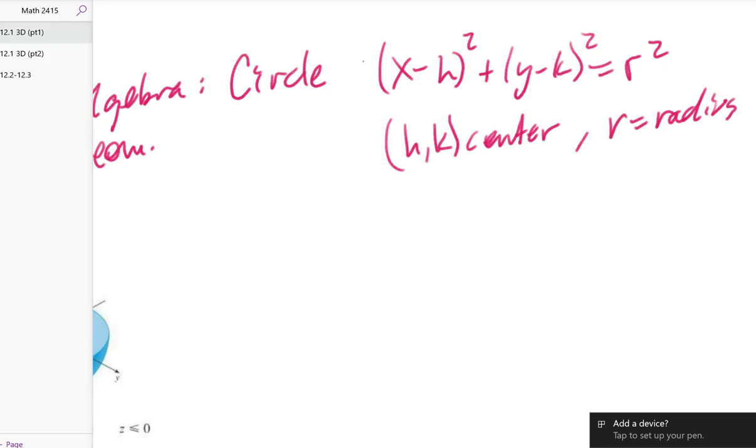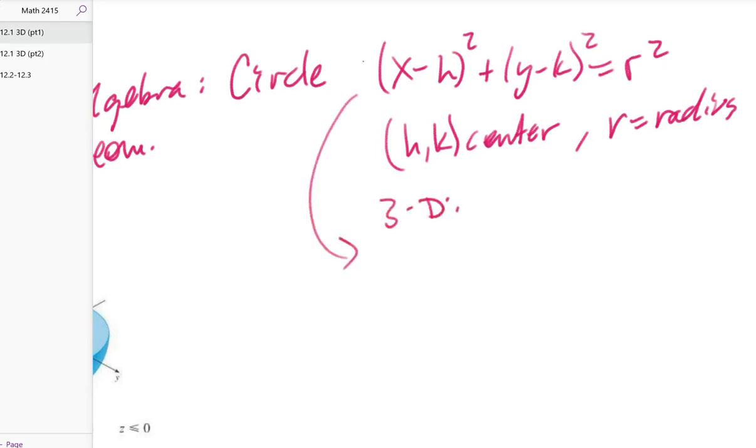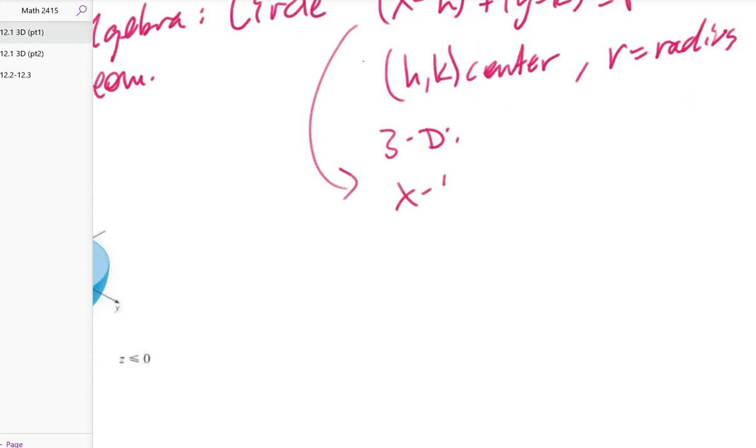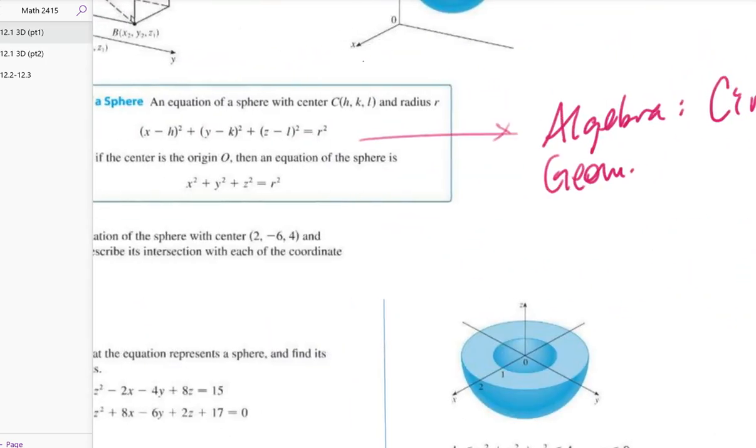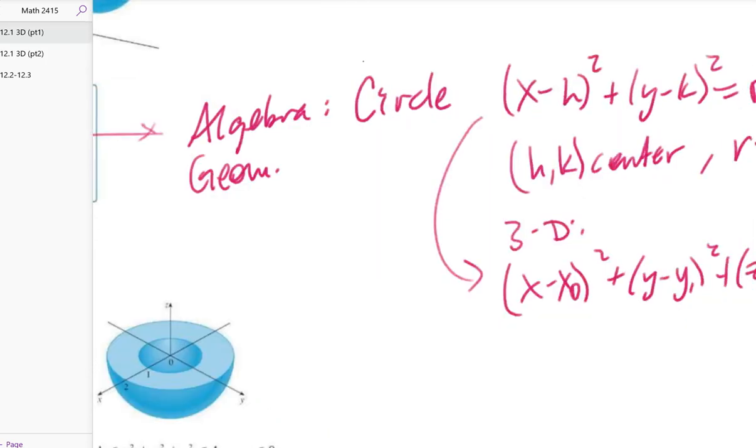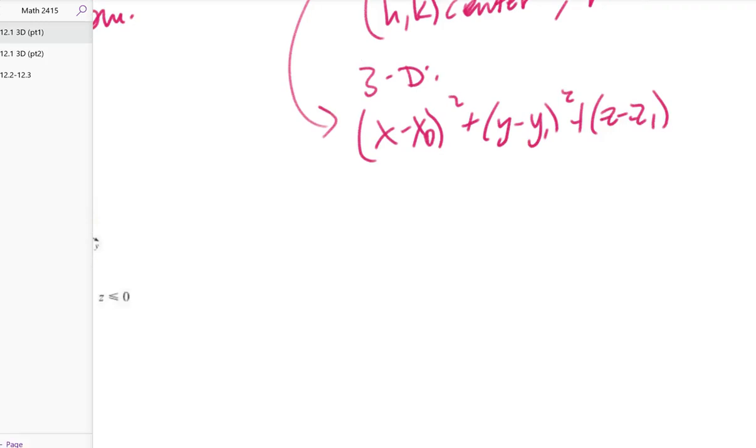Okay, so in 3D now, we're just going to add another dimension to this. So it's going to be x minus h quantity squared plus y minus k quantity squared plus z minus, well, now we're not going to use h and k because we're running out of letters. It's x minus x1 squared, y minus y1 squared, z minus z1 squared, or x naught. I think it's naught. Oh, they're using z minus l. That's not standard. Let's use x naught, y naught, and z naught equals r squared.